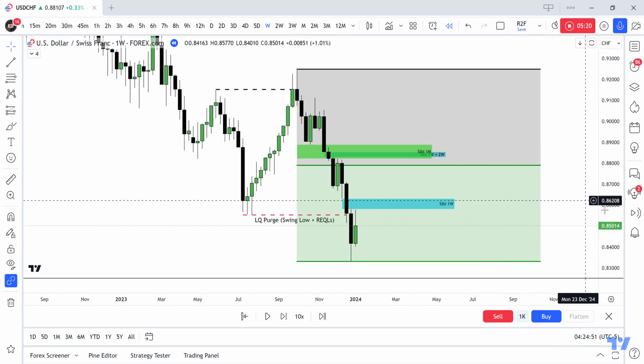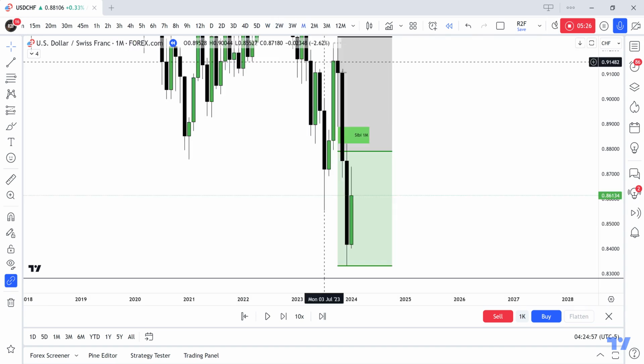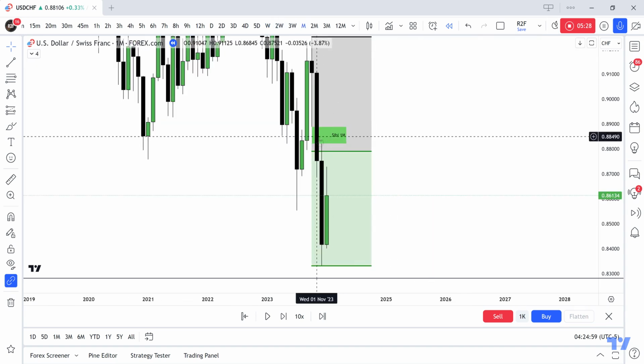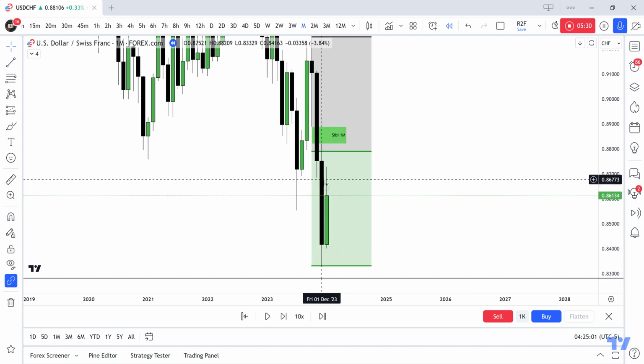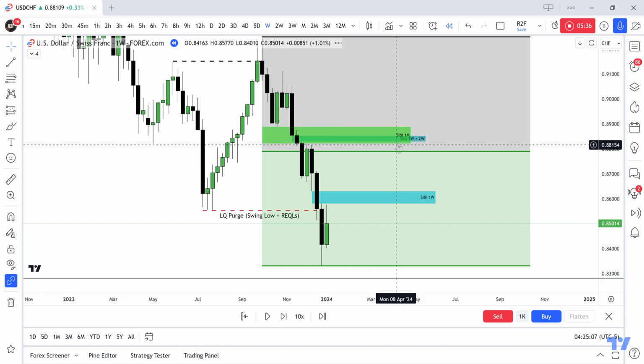All right, so on the monthly time frame, we have a monthly SIBI here. I'll show you what that looks like. Over here, a monthly SIBI, and nothing else on the monthly except this large wick, which usually gets filled from my experience. I have that annotated.